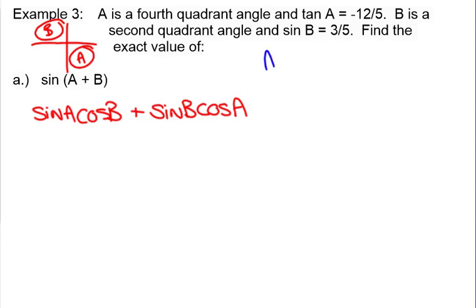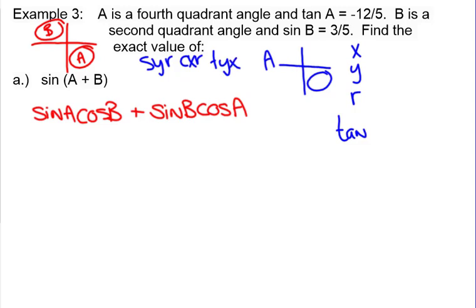So if we're going to talk in terms of angle A, we said that angle A is a fourth quadrant angle. That means our y is going to be negative. So we've got our x, our y, our r. If we're given tangent, in this case our y, this was equal to negative 12 over 5. This is our y. This is our x. So our y is negative 12. Our x is 5.